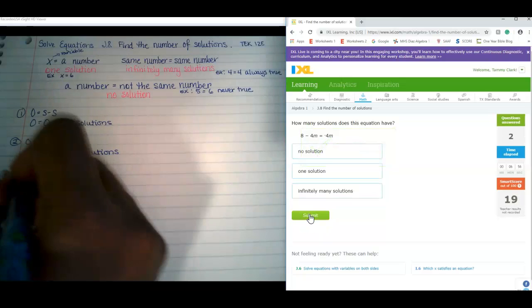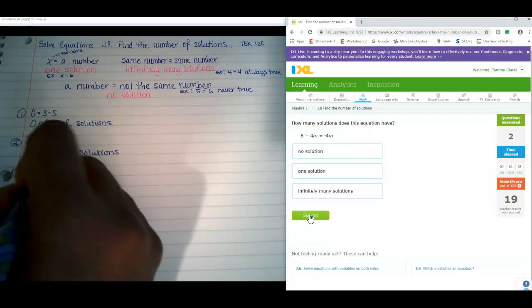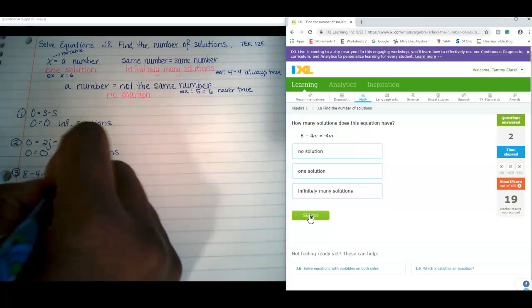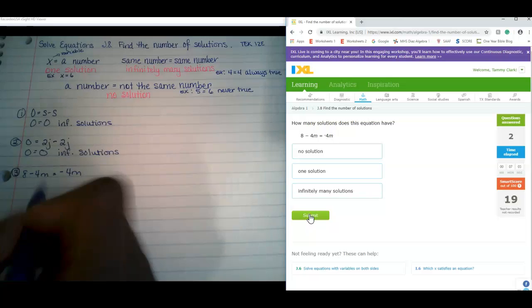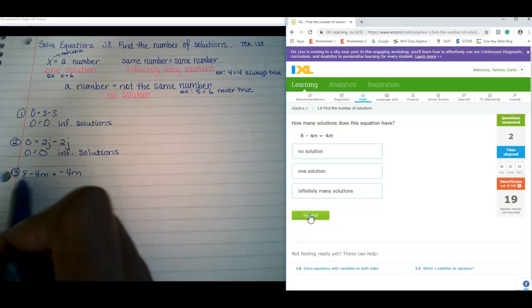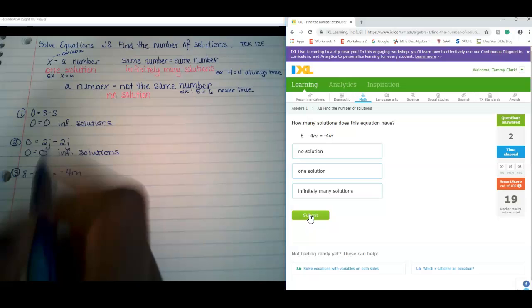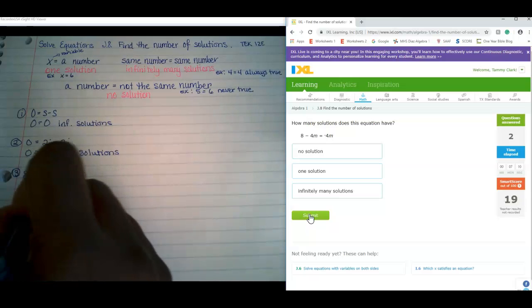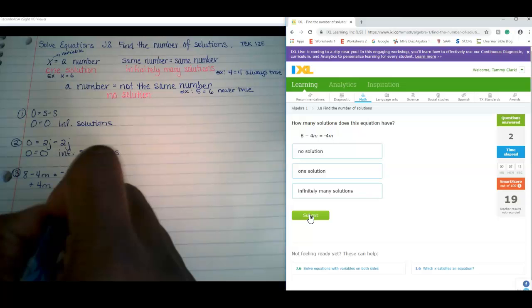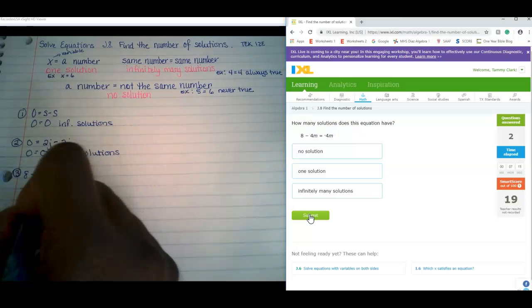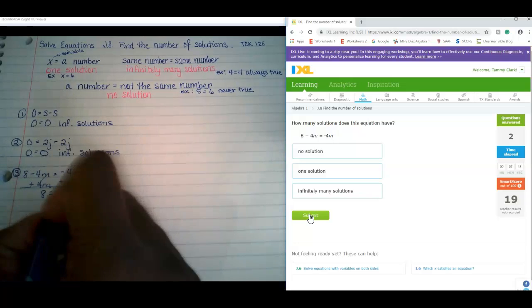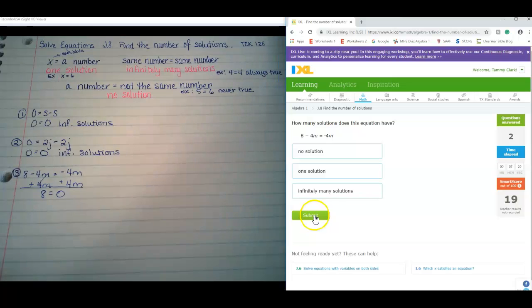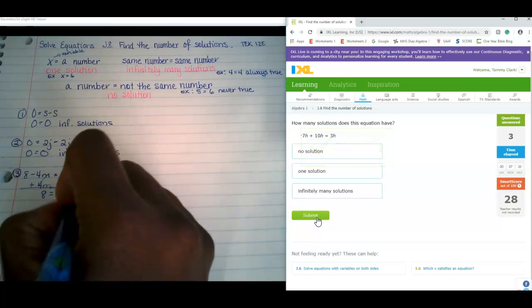Now on number 3, we have 8 minus 4m equals negative 4m. Well, if I go back to solving equations, I know that I need to isolate my variable. So I'm going to add 4m to both sides of the equation. And when I do that, I'm left with 8 is equal to 0. Well, that will never be true. And there's nothing that you could do to either side of this equation to ever make it true. So we're going to say that that would be no solution.